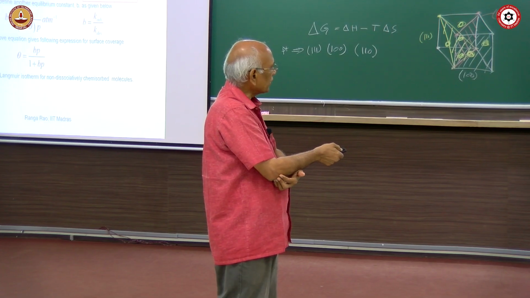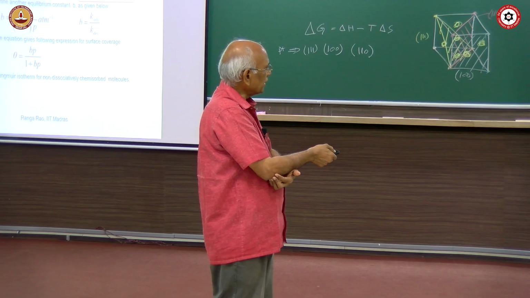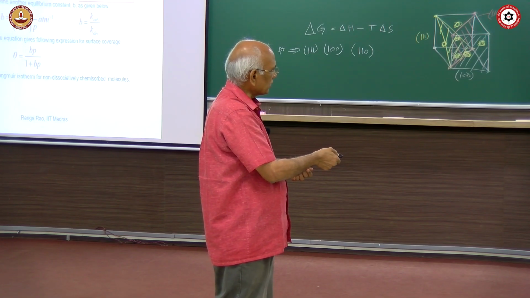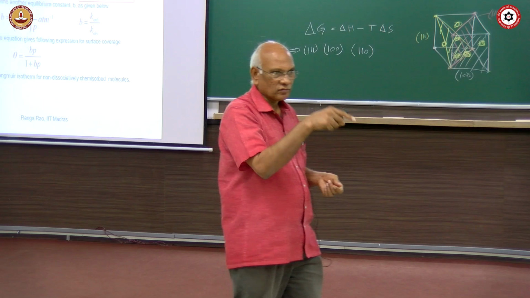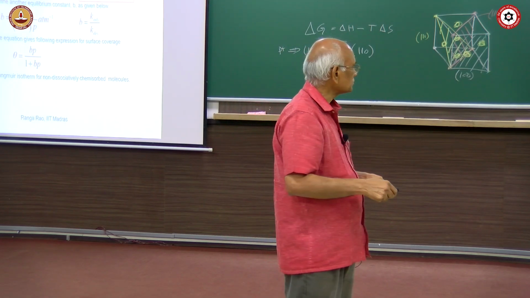From this you can find out B. This B is nothing but this Ka by Kd, given as B. So B is equal to theta by 1 minus theta times P, and the unit for this is atmosphere to the power of -1, pressure to the power of -1.